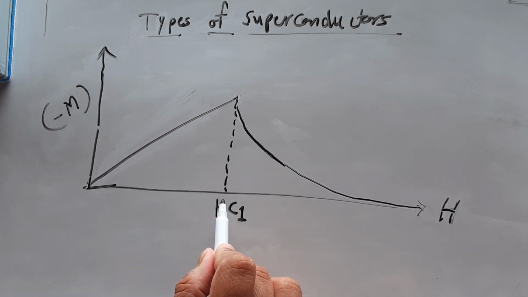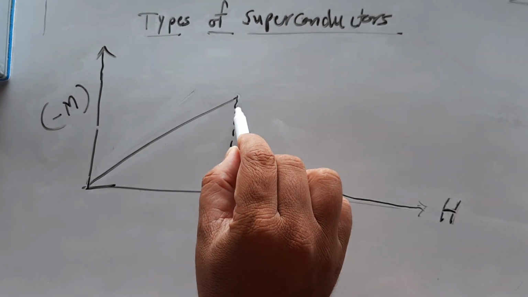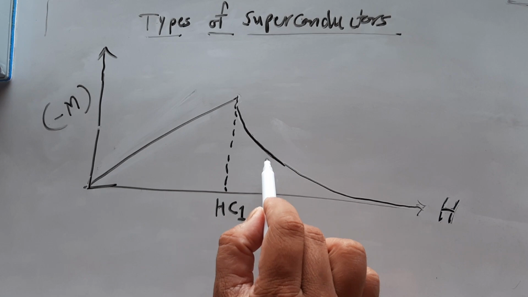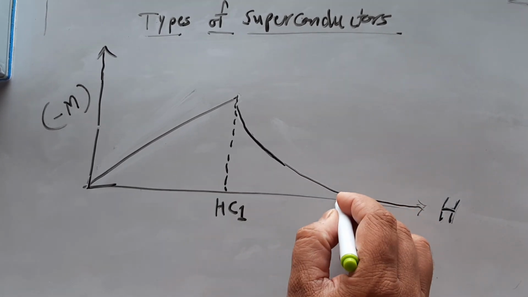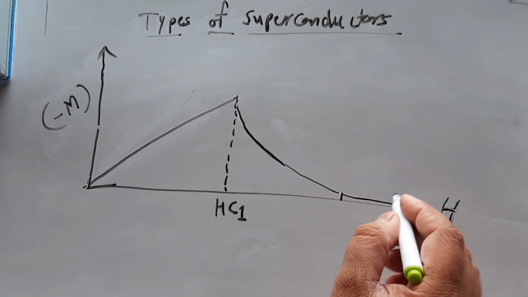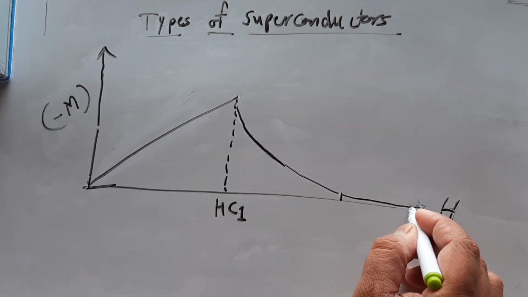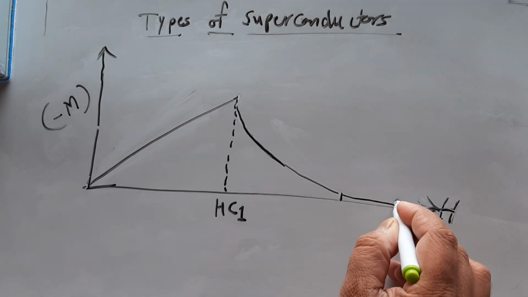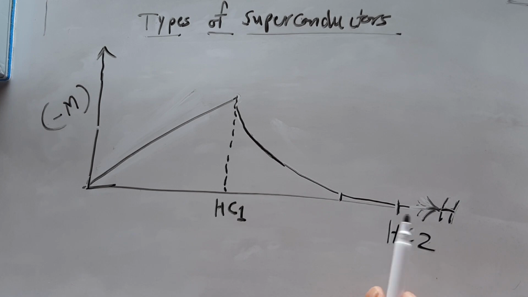Fine. Even if you keep increasing the external magnetic field, the magnetization will slowly keep reducing up to some certain value, and even above that, at a particular value they call HC2, superconductivity becomes completely zero. So this is again a very important thing.